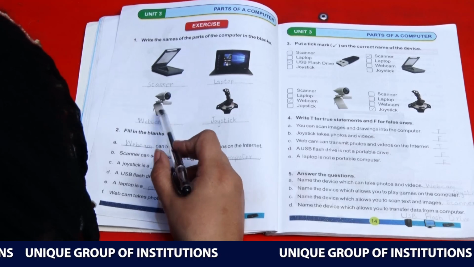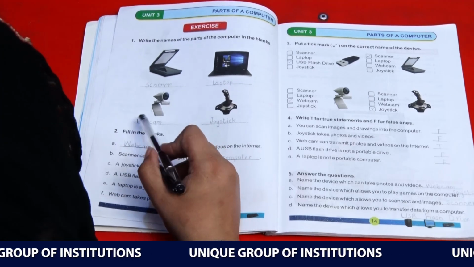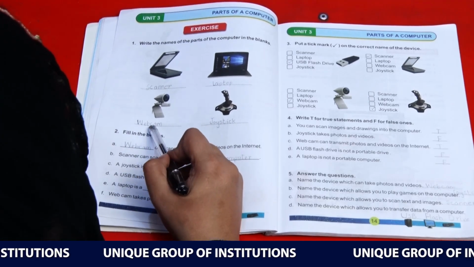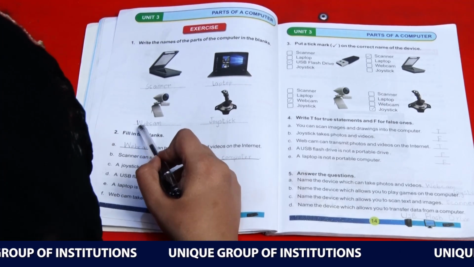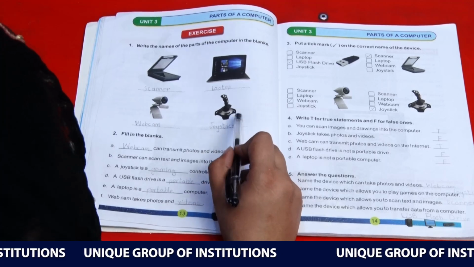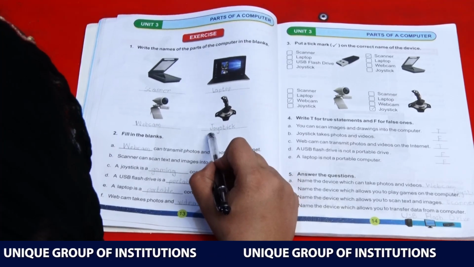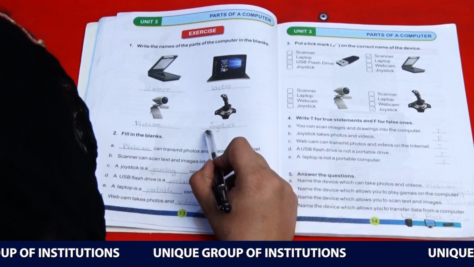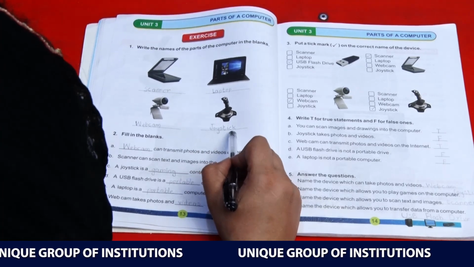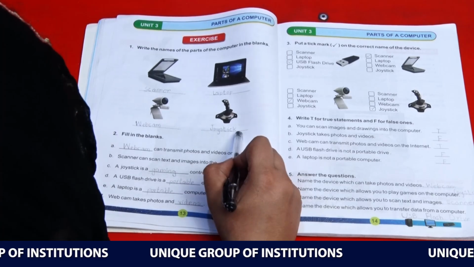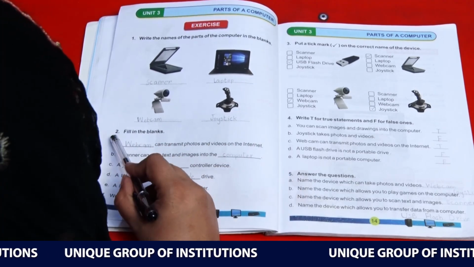Next device is a webcam, WEBCAM, where W will be capital. Next picture you can see is a joystick. You will write JOYSTICK, where J will be capital.